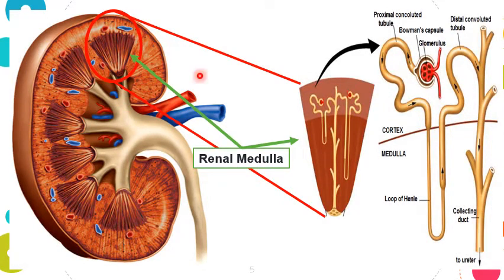Next, we have the renal medulla. This is the middle part of the kidney. This part usually consists of 8 to 18 renal pyramids, which are cone-like structures. And this region consists of the loop of Henle and collecting duct, again as you can see in the picture for the medulla region.